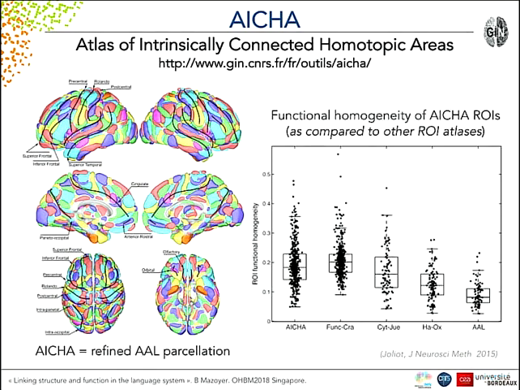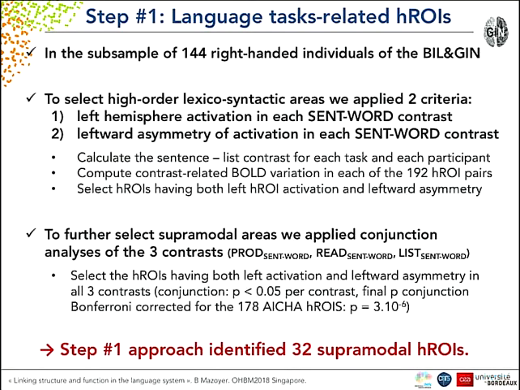Okay, how do we use AICHA now? We will measure the activation in these pairs of regions, and we will also measure the asymmetry in these pairs. So we can define the left minus right asymmetry in each of these pairs of regions. And then we will do conjunction analysis. We will extract the asymmetry in the 3 different contrasts for production, reading, and sentence. So this is what comes out at the first level of analysis.